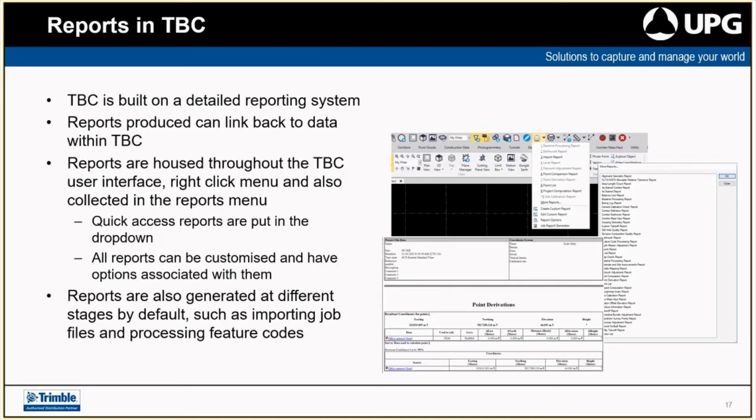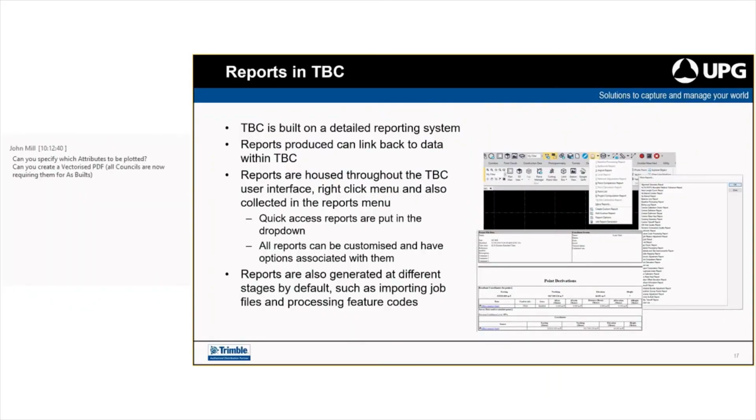So in this point derivations report that I have here, there is a blue link on the left-hand side, and that blue link is essentially what you would select to go back to what that point is that it's referring to. So there is that relationship between the report and the data in TBC, as long as TBC is open, of course. The reports can be detailed.